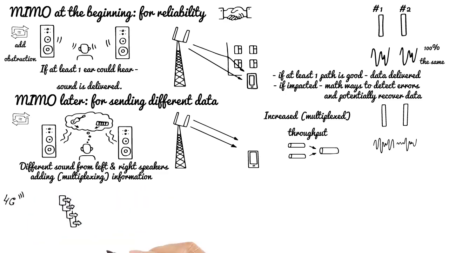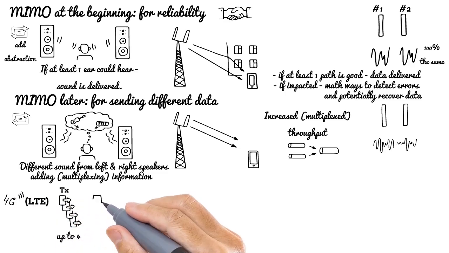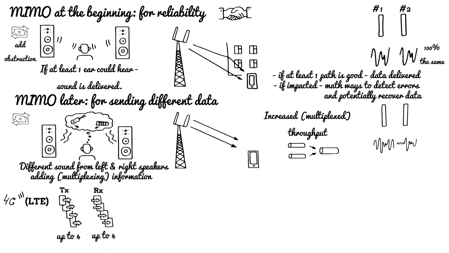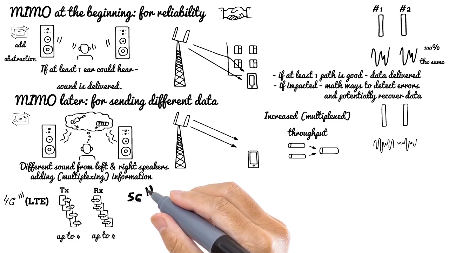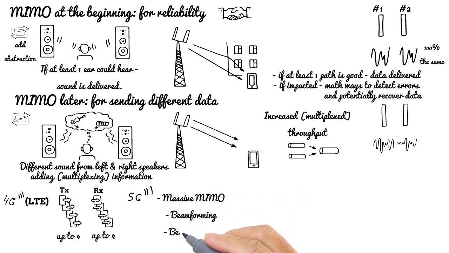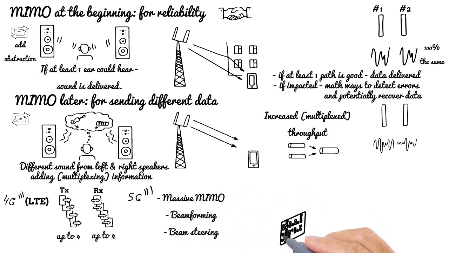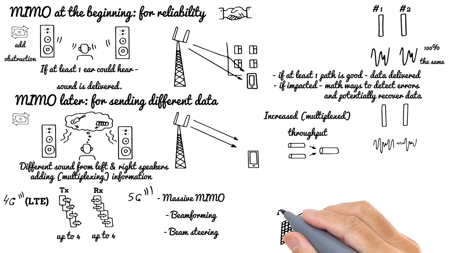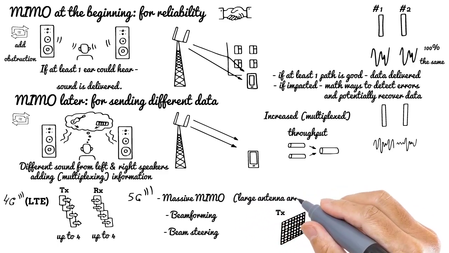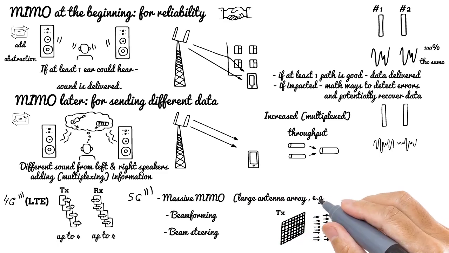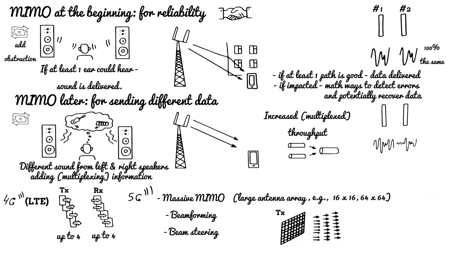In 4G LTE system, up to 4 antennas at transmitter and up to 4 antennas at receiver sides could be used. So if different signals are sent through transmitter antennas, overall throughput per user could be increased, if to be focused on throughput. In 5G massive MIMO, beamforming and beam steering techniques were introduced. Massive MIMO is an extension of MIMO with use of large antenna array. They might be 16 per 16, 64 per 64, where the first number is about transmitting antennas number and the second number is about receiving antennas.